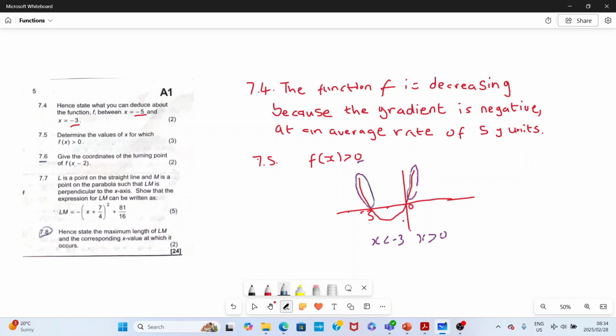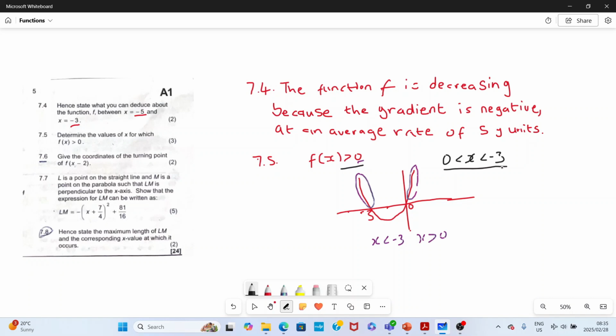So what can we conclude from this? We can conclude that the x values that satisfy this condition are x less than -3 and x greater than 0. You can write it in this form of an inequality. So that's it. We move on to the next question.